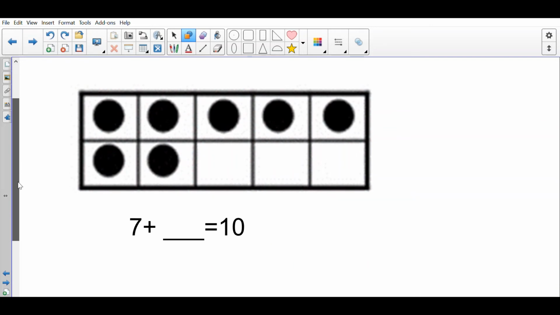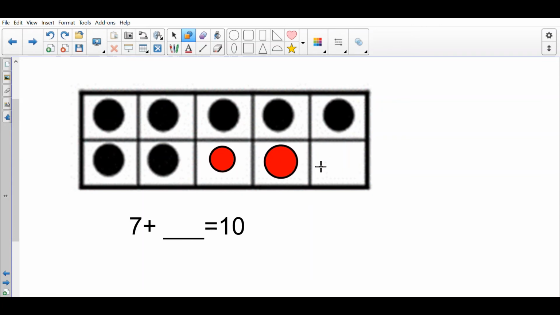Okay, let's do this now. This one. How many black dots are in this 10 frame? 7. So our number sentence says 7 plus, equals 10. How many more dots are we going to need? Let's see. 1, 2, 3. So our number sentence is going to say 7 plus 3 equals 10.